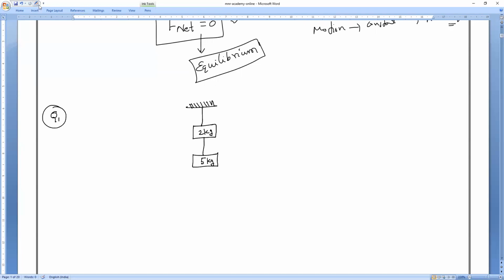Now, first, tell me the tensions. In which string is the tension more, the upper first string or the second string? Which one has more tension?